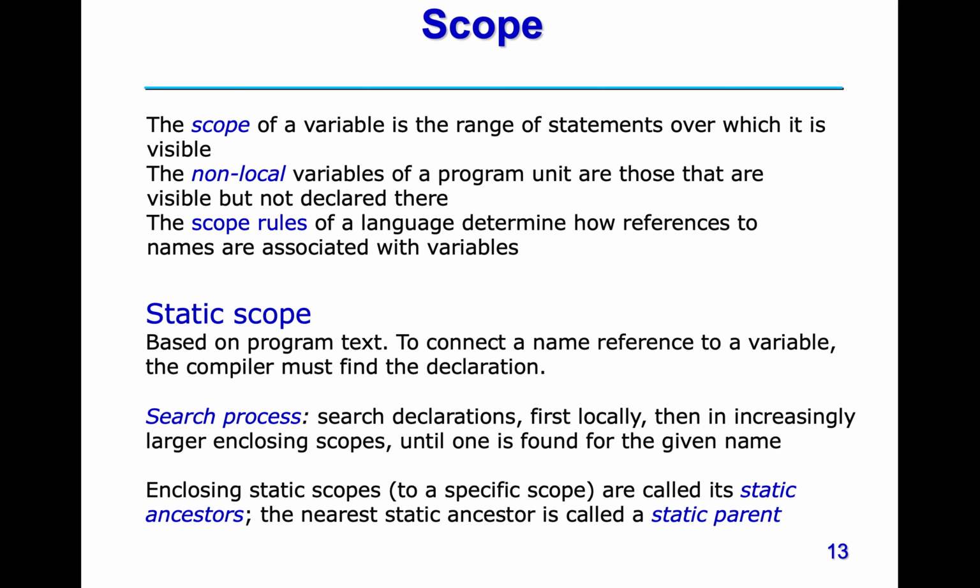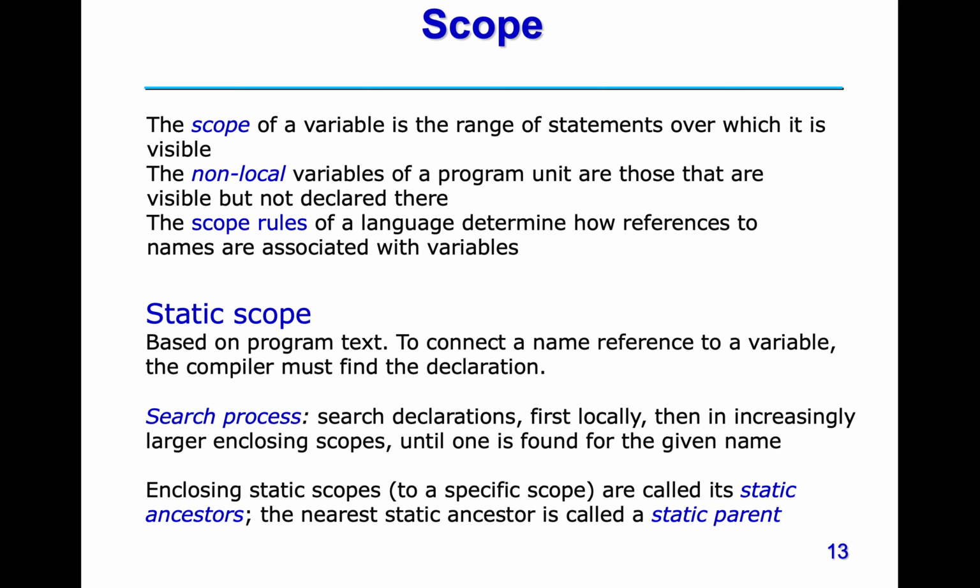So to connect a name reference to a variable, the compiler must find the declaration. Static scoping is C. C uses static scoping. We put our declarations and then we do our initializations. Well, the declaration is a static scope mechanism. So, the search process, we don't have one because we don't have non-local scope in C or C++.